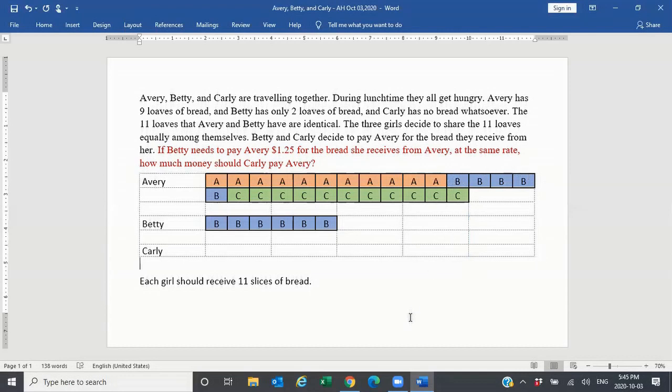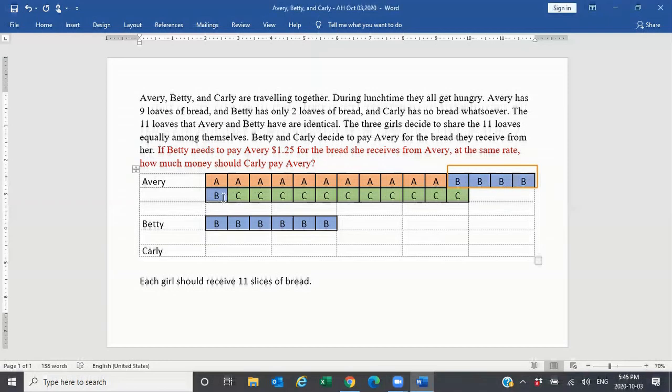Okay, we know that 4 quarters make $1. So that means all the slices of bread in the orange rectangle, not including Carly's one, that's $1. Now over here, if this is $1, and 4 quarters make $1, and there's 4 slices of bread, that means each slice of bread has to be worth 25 cents.